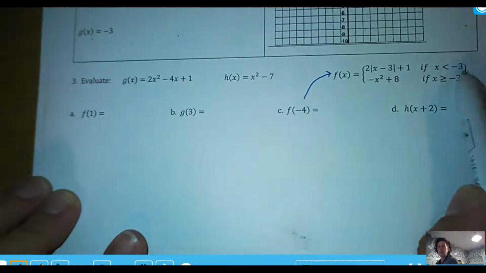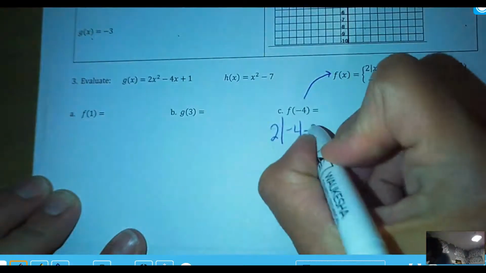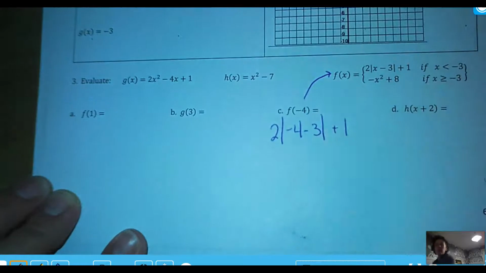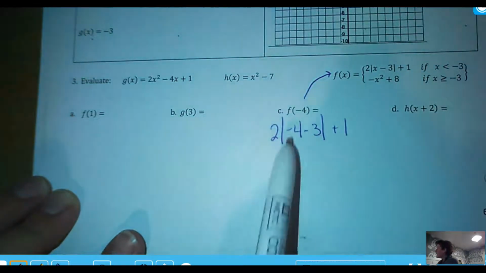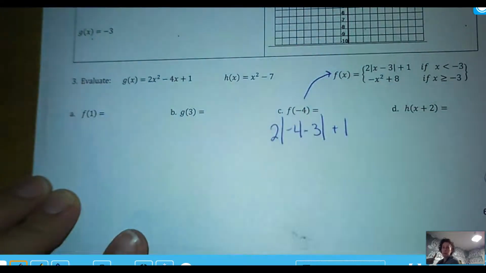-4 is less than -3. So I'm going to put that in there. And again, I'm choosing this problem in particular because of our Chapter 1 retake. And so you don't distribute. These aren't parentheses. These are absolute value bars. So my goal is to get the numbers inside the bar down to 1 value.